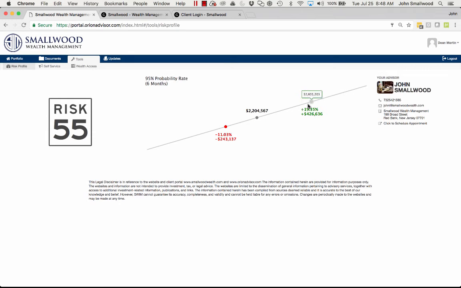Again, if the market moves nicely up, we might experience almost a 19% upside with a $2.6 million account balance. Most people like the right side of this chart. Most people do not like the left side of the chart. But what I urge you to do is, if you haven't taken the risk score, you can go to the website and request to take the risk score.